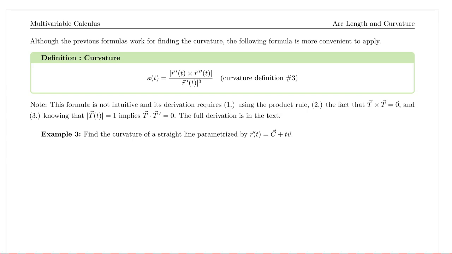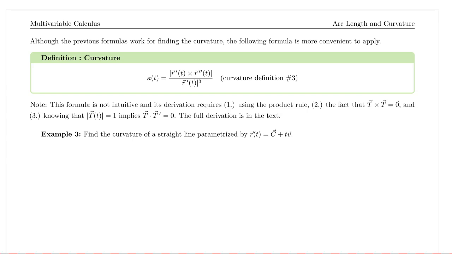Although the previous formulas work fine for finding the curvature, the following formula is more convenient to apply. So the curvature, again, which is a function of time, or a parameter t, is equal to the magnitude of the cross product between the derivative of r and the second derivative of r, divided by the magnitude of r prime, and then taking that magnitude and cubing it. Note, this formula is not intuitive, and its derivation requires using the product rule, the fact that T cross T is equal to the 0 vector, and knowing that the magnitude of the unit tangent vector equaling 1 implies that T dot T prime equals 0. The full derivation is available in the textbook.